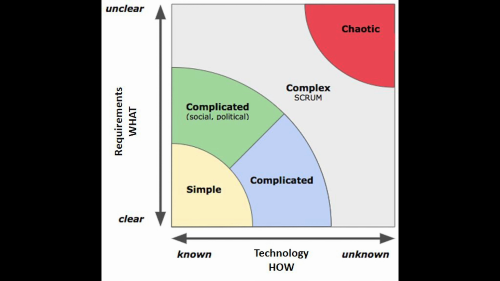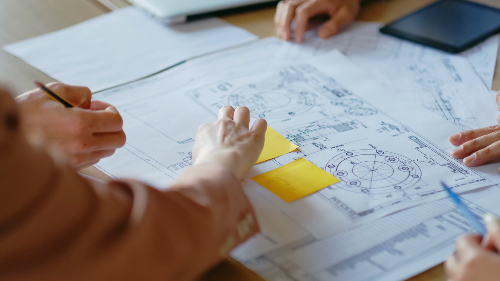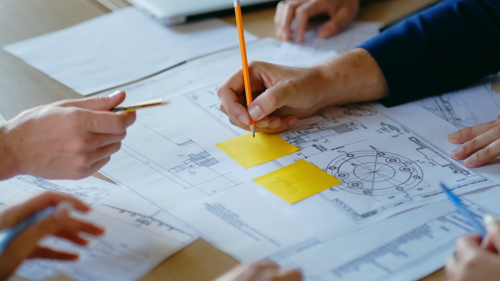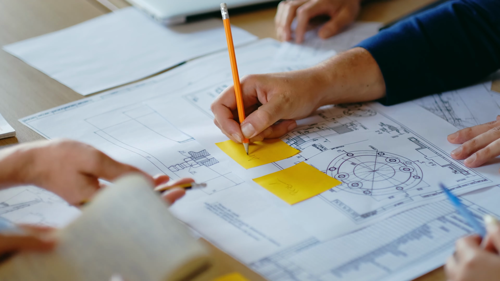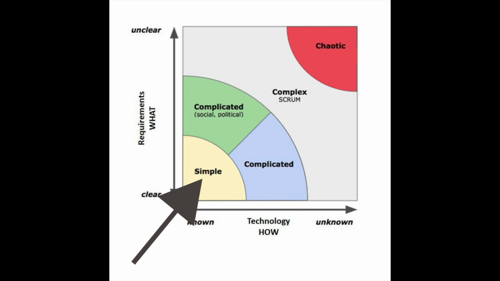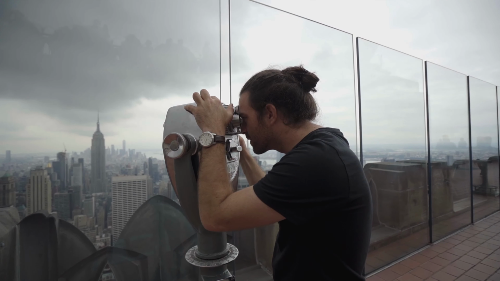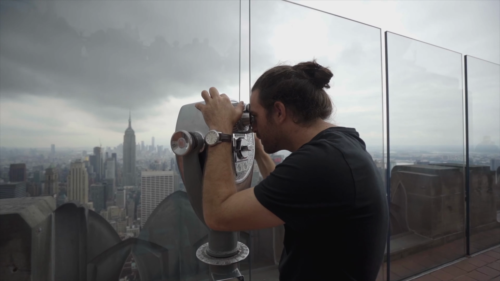The tool establishes a relationship between the clarity of requirements and the clarity of the solution, and it is split up into 4 categories: simple, complicated, complex, and chaotic. Let's have a further look at these categories.